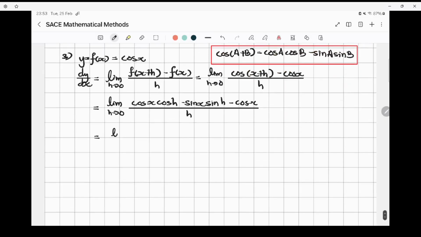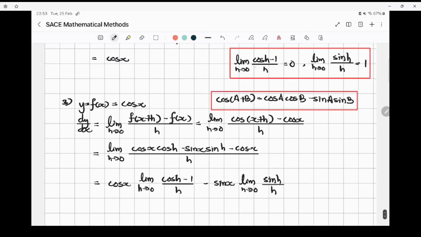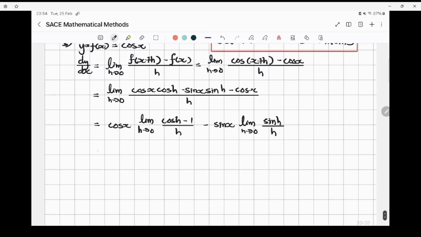At this point, you know where this is going. Essentially, I can factorize out cos x, then write down the limit. You have cos h minus 1 divided by h, minus sine x, write down the limit, sine h over h. Previously we said that the limit of cos h minus 1 divided by h is 0. The second one is 1. Therefore you get minus sine x.